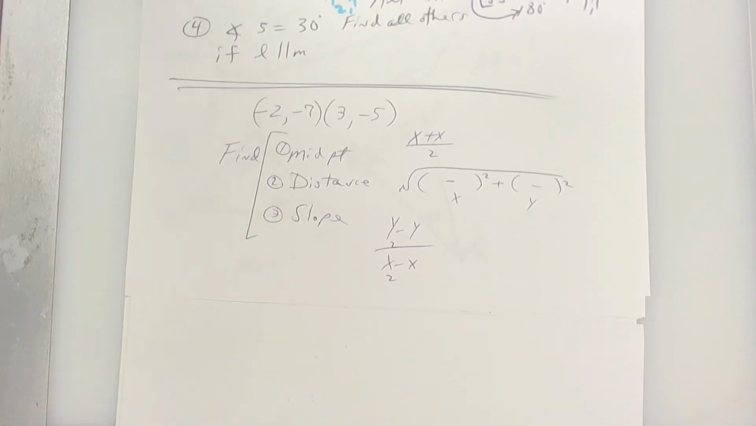All right, on your white sheets of paper, and if you need some, they're back there by the pencil sharpener or up in the front by this cart. I want midpoint, distance, and slope. Do that right now, please.